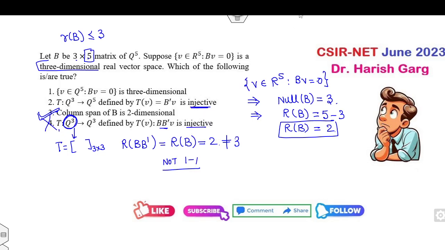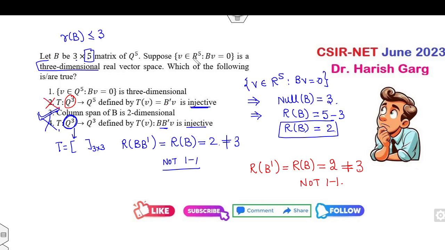Again, here they are talking about the injective. So can you find the rank of the B transpose? Rank of the B transpose is same as the rank of the B, which is same as 2. It is again not equal to the number of the column. So that means this is again not 1, 1. So this option is also cancelled out.